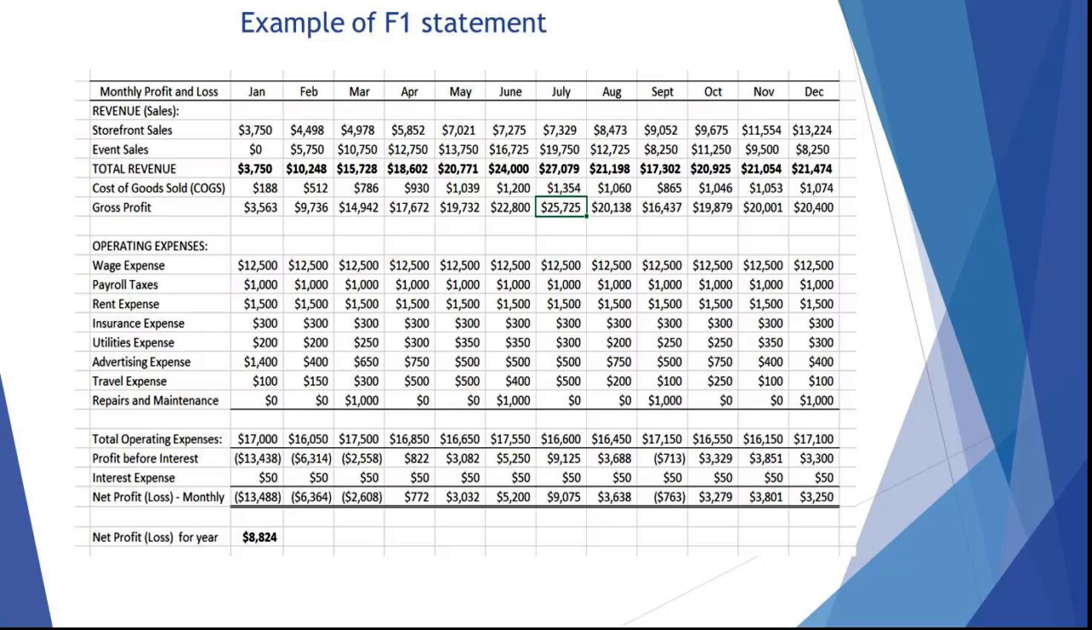So after you've estimated your expenses, you'll add those together to get your total operating expenses. And then you'll take your, in this case, gross profit or just total revenue if you don't have cost of goods sold, and subtract your total operating expenses. And that will give you your company's profit before interest, or in this case, a few months of loss. And that is perfectly fine. There's no requirement for the capstone that you have to have a profitable business.